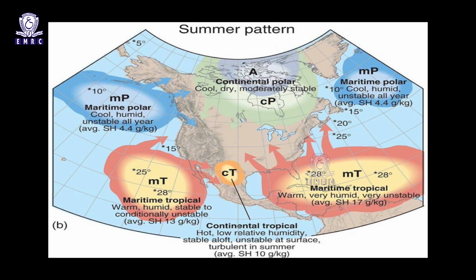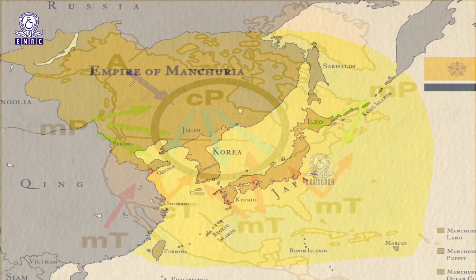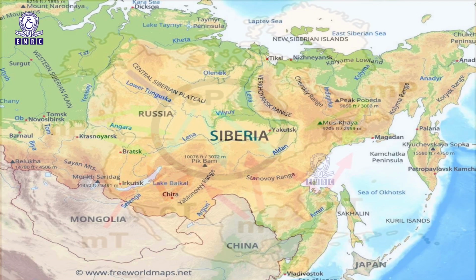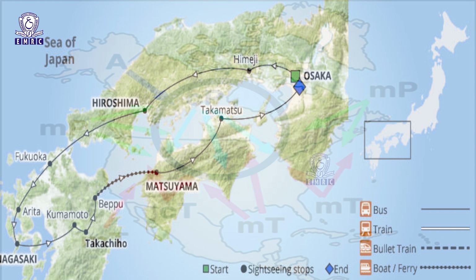Maritime polar air masses. These air masses originate over the Okhotsk Sea, from where they move westward and influence the weather conditions of Eastern Asia north of 40° north latitude. These air masses are more active during summers than during winters. They are more effective in Manchuria and East Siberia. Though these air masses extend up to southern Japan in early summer, they are later pushed northward by the maritime tropical air masses.